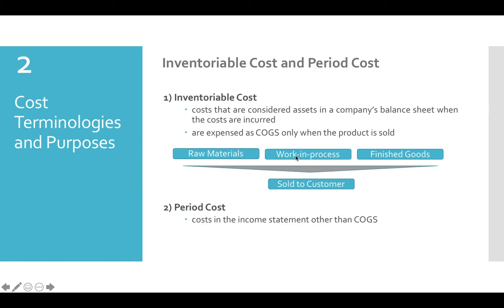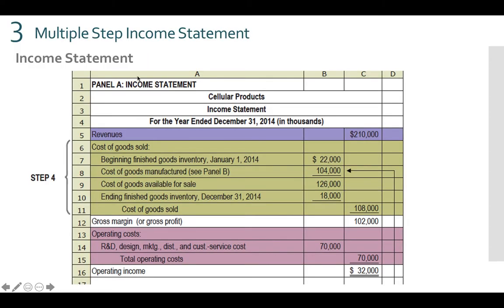So up until we get the revenue from the sales of the product, we have to account the cost as inventoriable cost, which means that it is considered as assets in the balance sheet of the company. And when we sell the product to the customer, which means when we achieve sales or we receive revenue, we then expense these costs as cost of goods sold. And the second one is period costs, which are the costs in the income statement other than COGS.